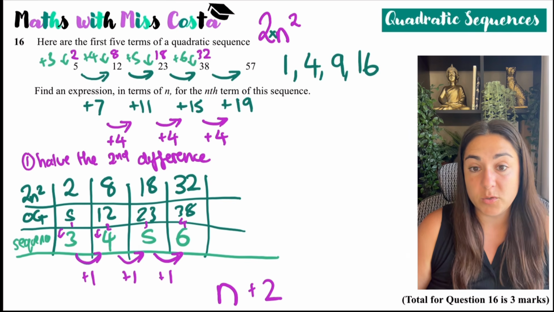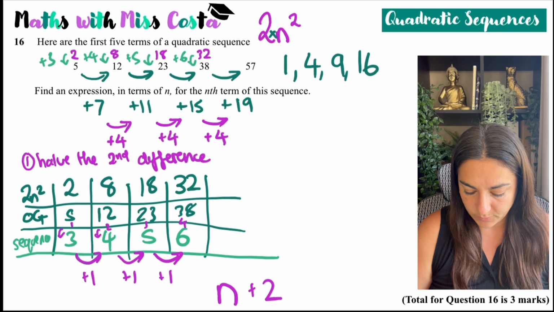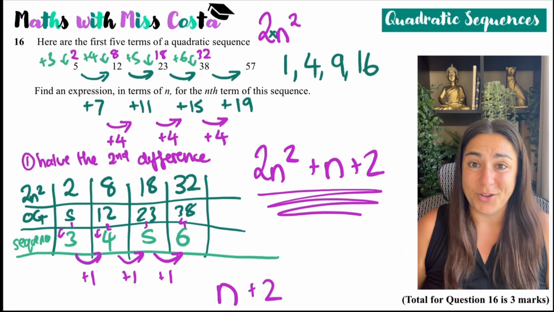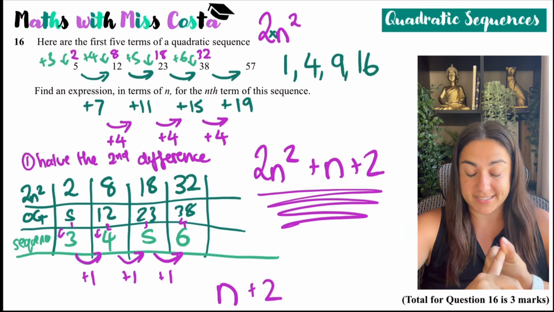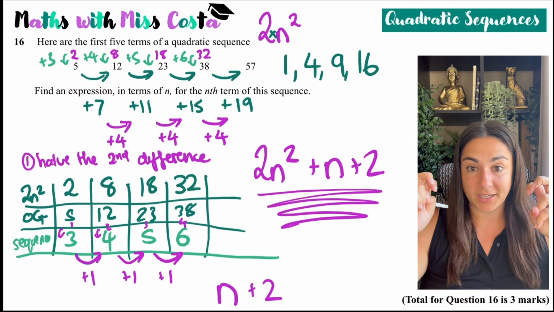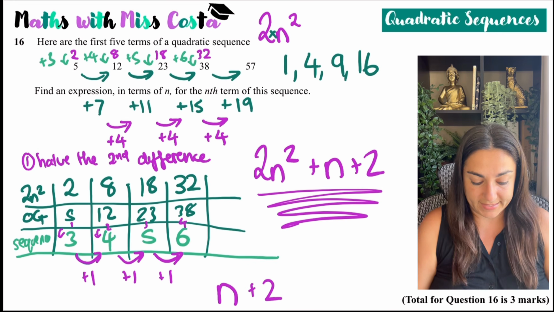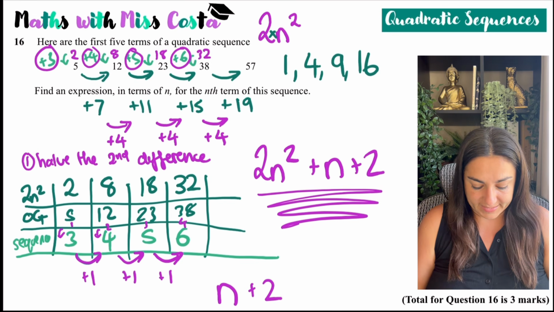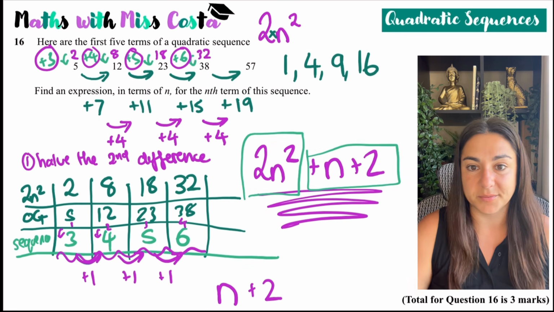So therefore the full quadratic sequence, the nth term would be 2n squared, which I already worked out, plus n plus 2. So lots of different ways to do it. This is just one of the ways. The key is first halve the second difference. That's whatever n squared it's going up in. Then compare that to your original sequence. This would then create a linear sequence for you. And from this linear sequence, work out the nth term, and that's the second part. So first part, second part, and then bunch them together.